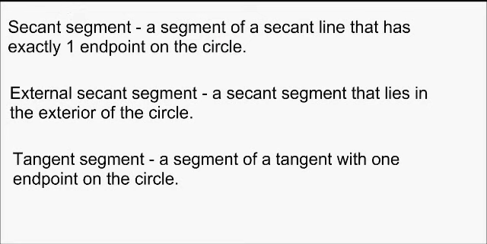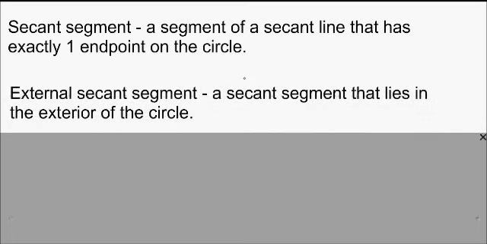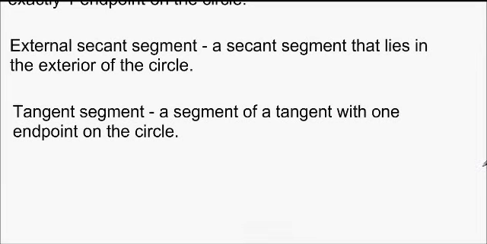Three segments. The secant segment. A secant segment is a segment of a secant line that has exactly one endpoint on the circle. An external secant segment is a secant segment that lies in the exterior of the circle. And a tangent segment is a segment of a tangent with one endpoint on the circle.